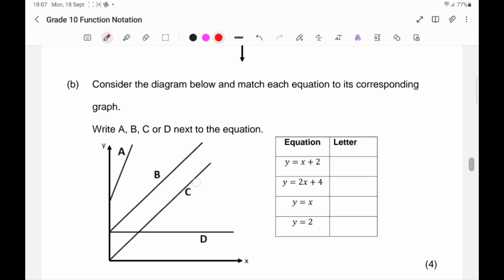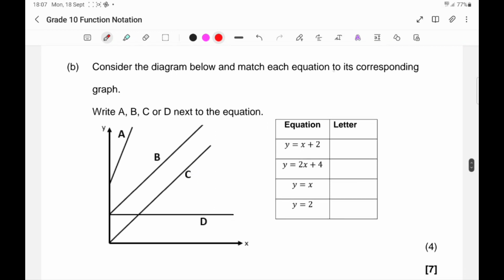Okay, consider the following diagram below and match each equation to its corresponding graph. So over here, this number D is that special line, so it's somewhere where y is equal to a number. So that D will go over there.